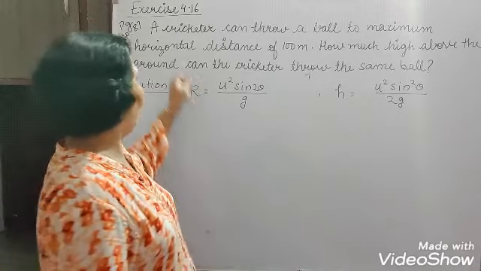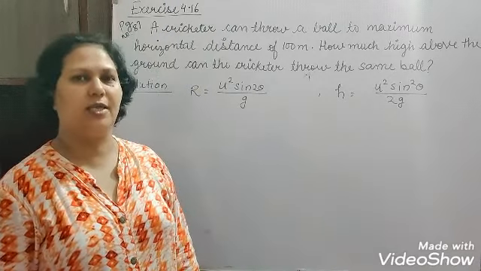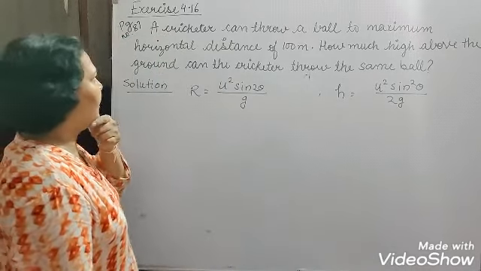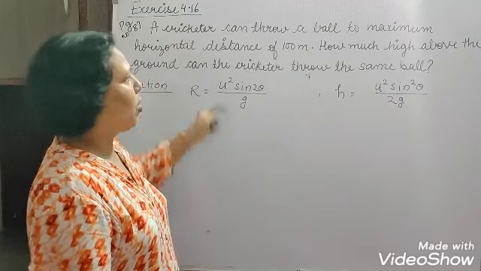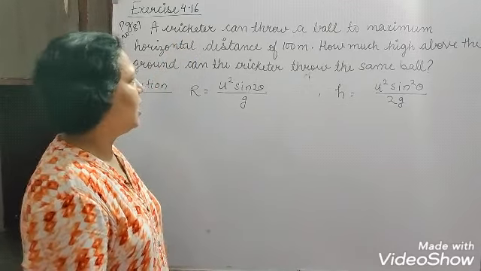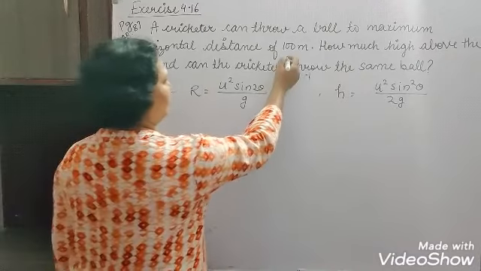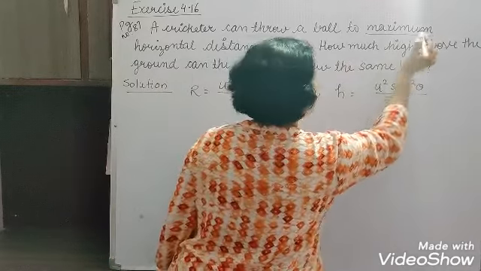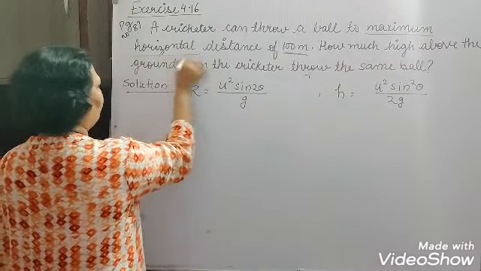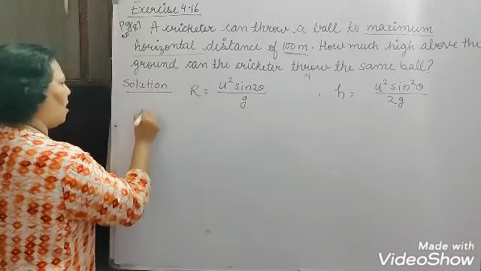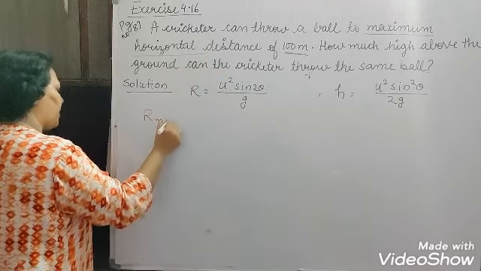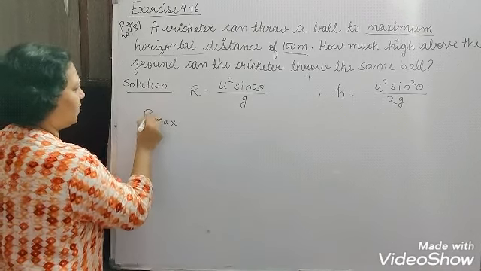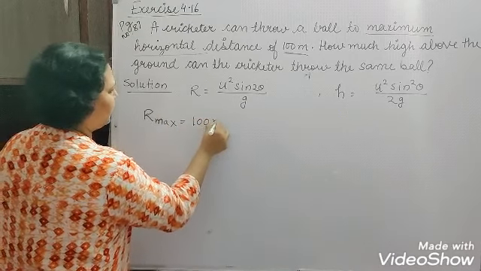First of all, exercise question 4.16 given on page number 87. I will read the question for you first. It is given: a cricketer can throw a ball to a maximum horizontal distance of 100 meter. The distance is 100 meter and this distance is what? It is the maximum horizontal distance. That means this is R maximum. It is given here as 100 meter.